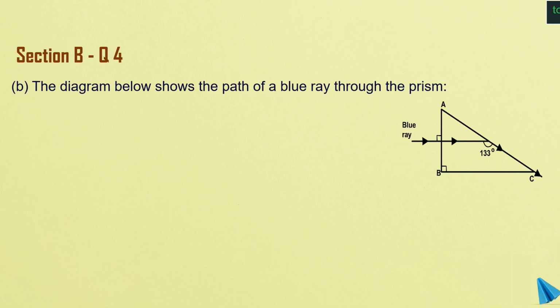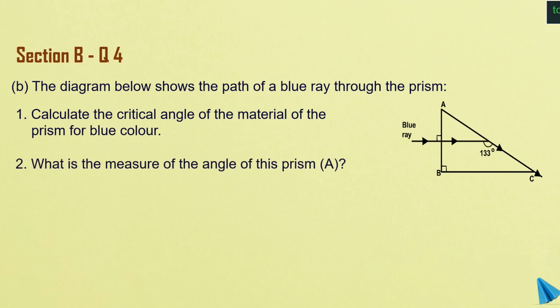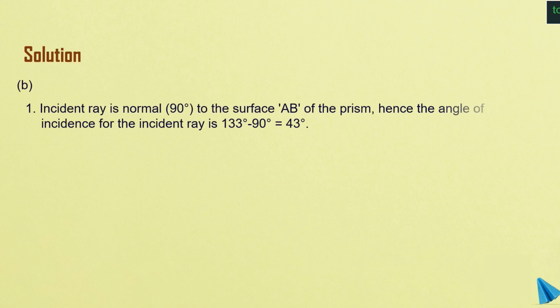Then let us talk about the diagram. The diagram below shows the path of a blue ray through the prism. Calculate the critical angle of the material of the prism for blue color. What is the measure of the angle for this prism A? And the third question says, which color should replace the blue ray for the ray to undergo total internal reflection? Let us see the solution.